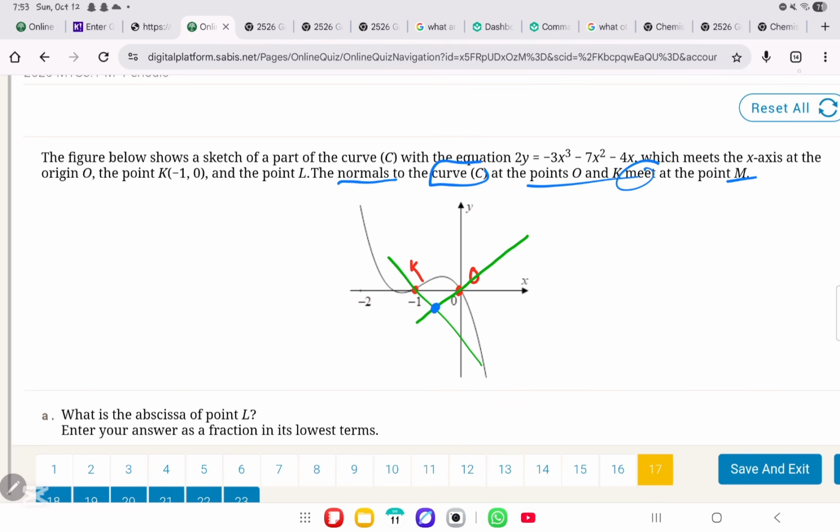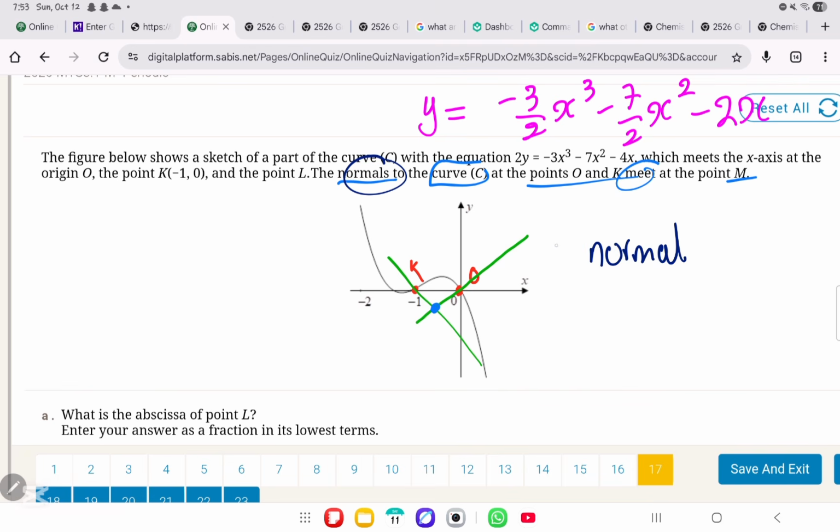So very simply, I'm just going to rewrite again the equation of y after we divided by 2. Y is minus 3 over 2 x cubed minus 7 over 2 x squared minus 2x. They want us to find the point M, knowing that their normals will intersect. How can we find this? Because their normals intersect or meet, that means we need to make the equation of the normal at point O equal to the equation of the normal at point K. So this means we need to find the equation of the normal at O and the equation of the normal at K.